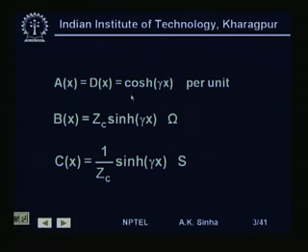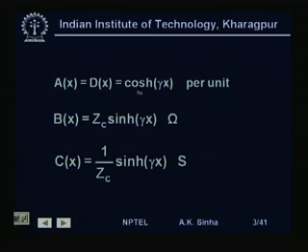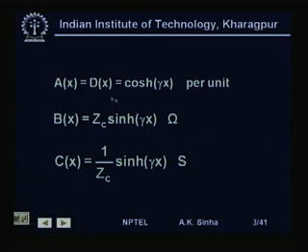Now, here if you see, Ax is equal to Dx and that is equal to cos hyperbolic gamma x in per unit. That is, if you see this relationship, this is your Ax and this is your Bx, this is Cx and this is Dx. So, Ax is equal to Dx is equal to cos hyperbolic gamma x, Bx is equal to Zc sin hyperbolic gamma x, Cx is equal to 1 by Zc sin hyperbolic gamma x and Dx, as we have already seen, is equal to Ax. So, in this model A and D are basically dimensionless, B has a dimension of impedance and C has the dimension of Siemens, that is admittance.